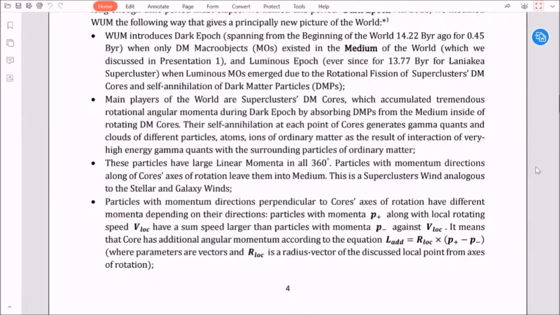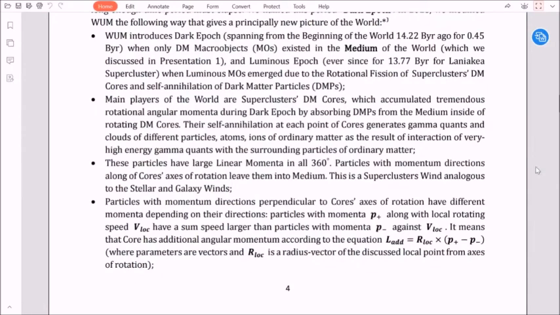The main players of the world are superclusters' dark matter cores, which accumulated tremendous rotational angular momentum during the dark epoch by absorbing dark matter particles from the medium inside of rotating dark matter cores. Their self-annihilation at each point of a core generates gamma quanta and clouds of different particles, atoms, and ions of ordinary matter, as the result of interaction of very high energy gamma quanta with the surrounding particles of ordinary matter. These particles have large linear momenta in all 360 degrees. Particles with momentum directions along the core's axis of rotation leave it into the medium. This is a supercluster's wind, analogous to stellar and galaxy winds.